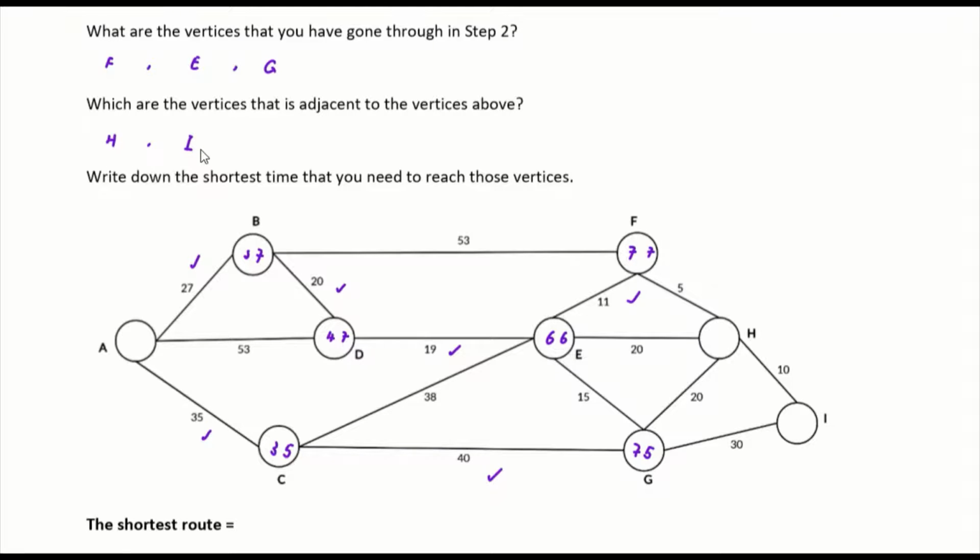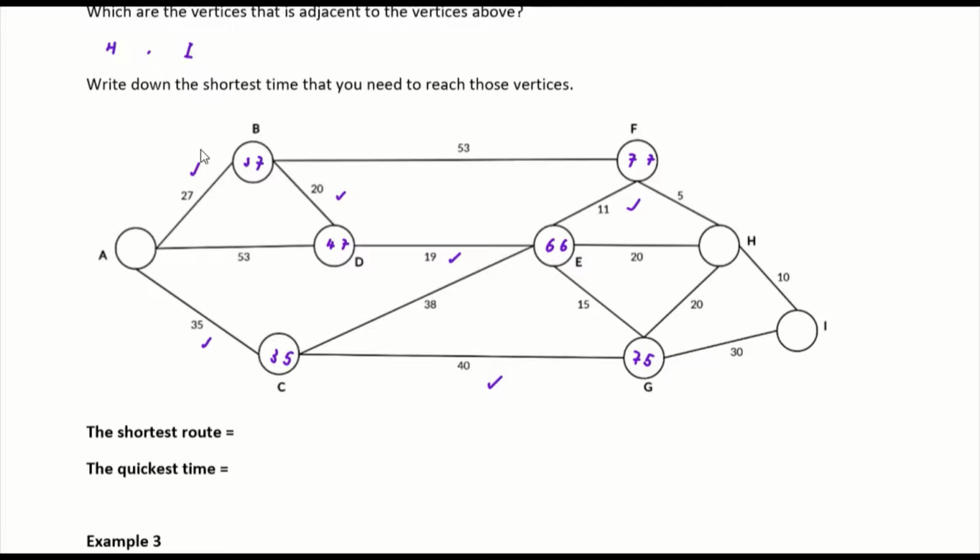Okay, so for H and I, try to check where the shortest path is. 77 plus 5, then you get 82. Then 86, and here is 95. Definitely when you go through here, it's going to give you a larger number. So the shortest one that you can get is 82, which will pass through the 5 here.